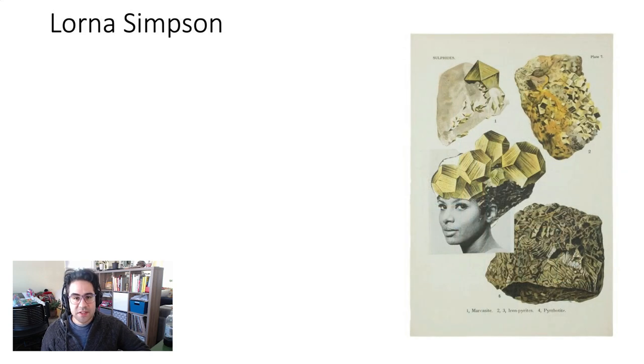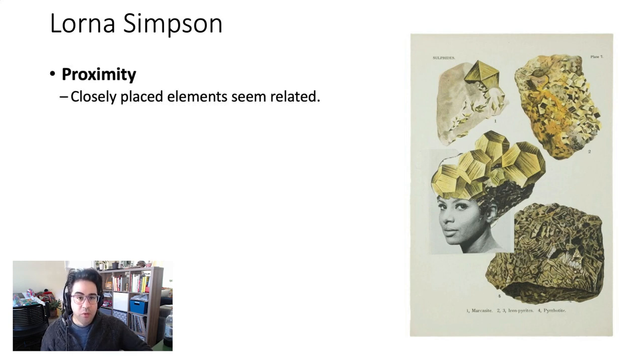Next we have Lorna Simpson, and here we can see these really great examples of proximity, where closely placed elements seem related, even though at the same time there's obviously a big contrast in terms of scale. So we're showing something human or anthropomorphic scale against something that's probably the size of a book page.